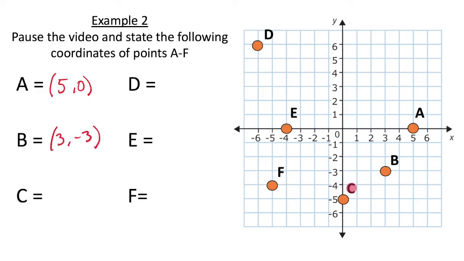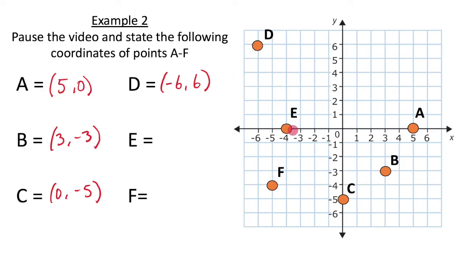Next, C. C is here. As you can see, I haven't gone left or right. I'm staying at my x-coordinate of 0, but I've gone 5 down. So that means it's going to be 0, negative 5. Let's keep on going to D. Here I'm going to look at my x-coordinate first, which is negative 6. Then I'm going to look at my y-coordinate, which is 6. So that's going to be the coordinates of the point D.